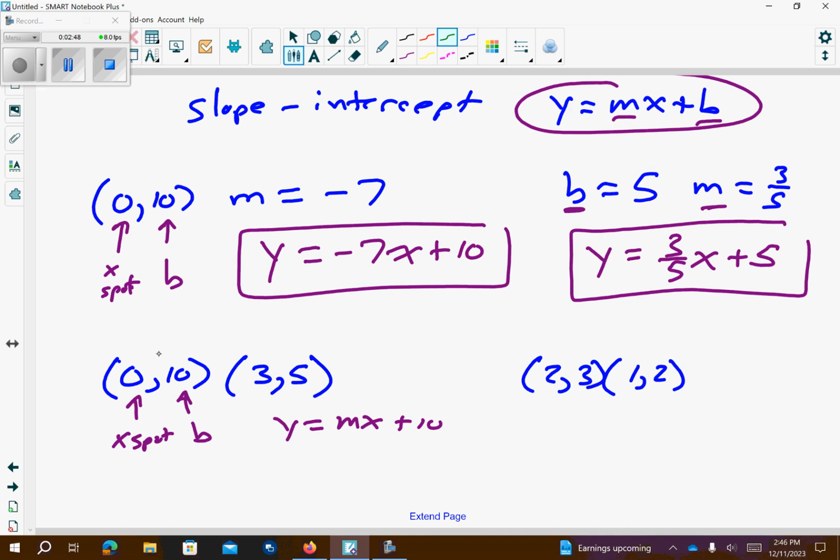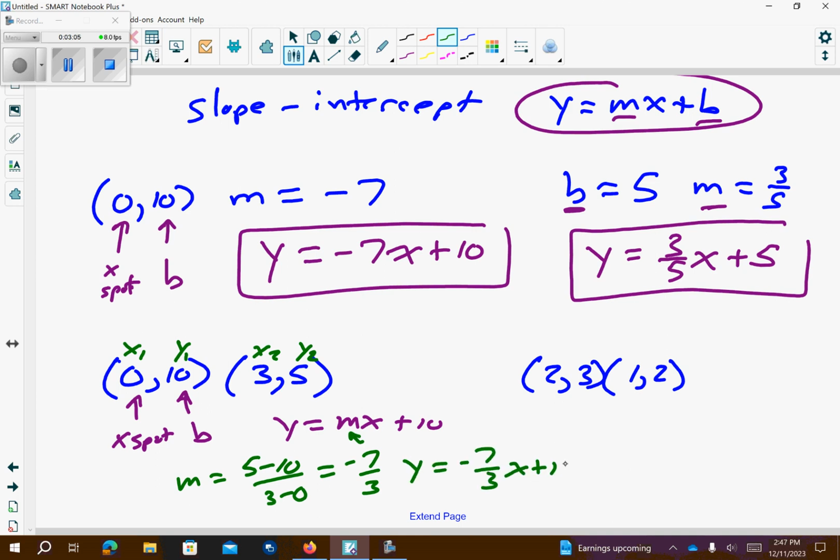So let's figure out what the slope is. So I have x1, y1, x2, y2. So my slope is going to be 5 minus 10 over 3 minus 0. So I get negative 7 over 3. So I'm going to plug that into my slope right there. So I get y equals negative 7/3 x plus 10.